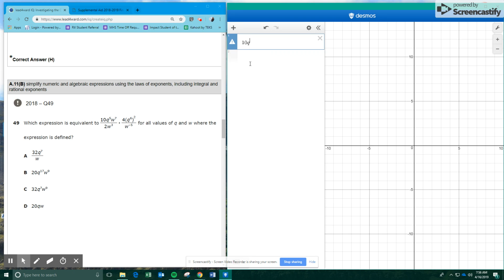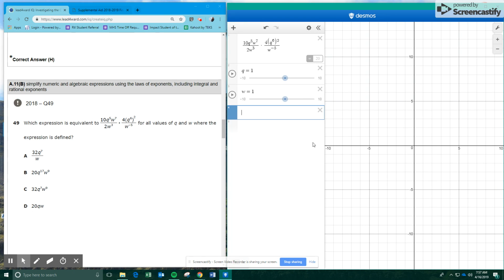We have 10q to the 5, w to the 7th, divided by 2w to the 3rd power, and then we're going to multiply all of that by 4q to the 6th raised to the 2nd, all that divided by w to the negative 5. Yeah, it takes a second to type it all in, but that's fine. We add all of the sliders and we start on our answer choices.